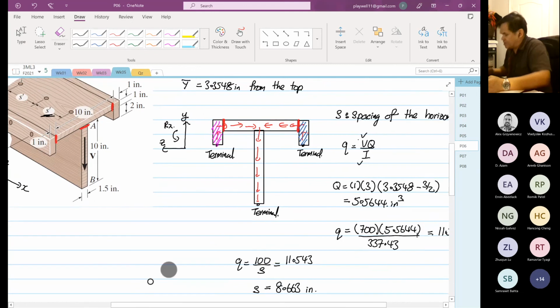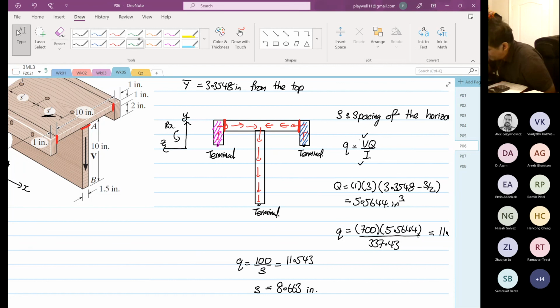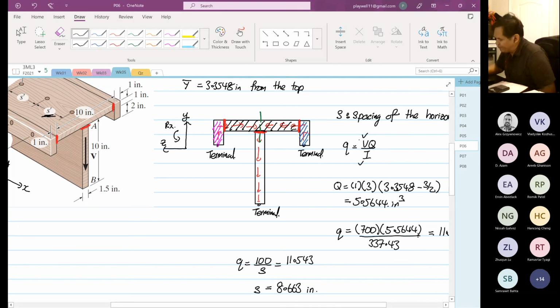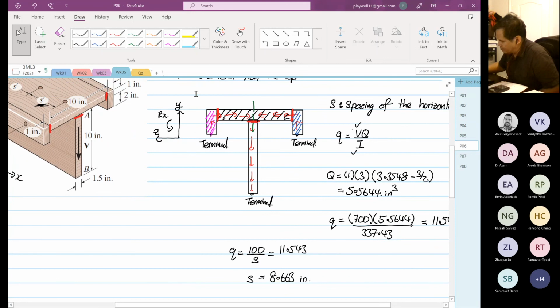Next, we are going to find the spacing for the vertical nail. The spacing for the vertical nail is going in this way, and as mentioned before, we know that the failure will occur down here. When that's the case, you have to consider everything at the top, so whatever from terminal 1, terminal 2, coming to the center, left and right. Let me copy this so you can see the diagram better.